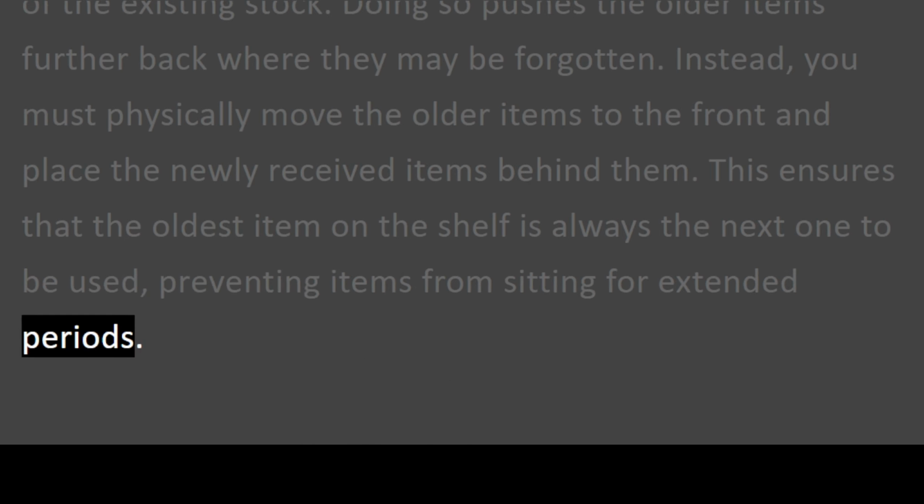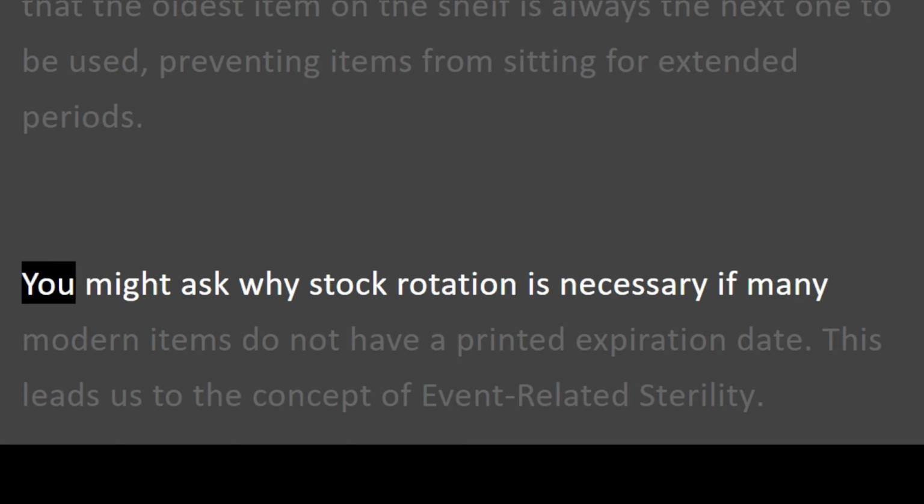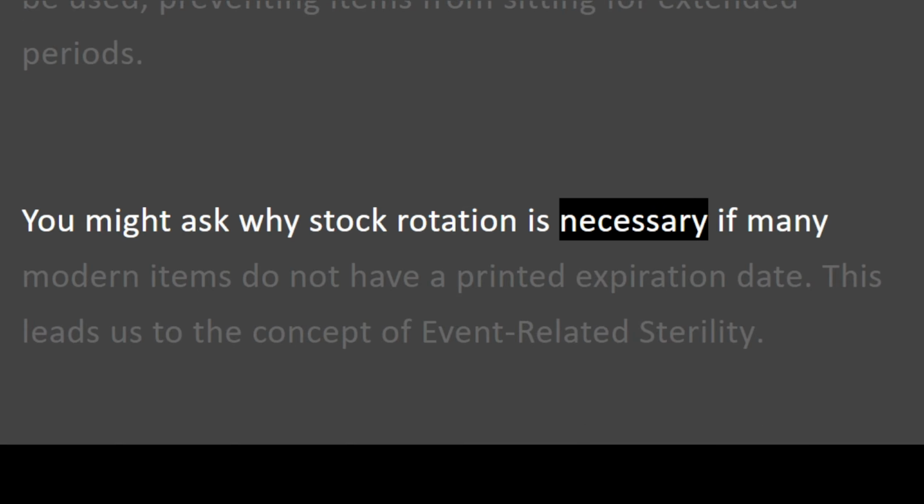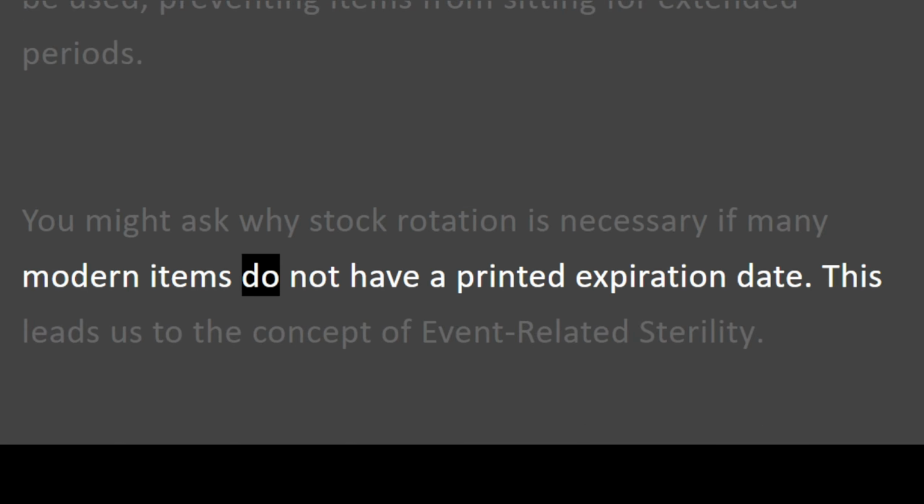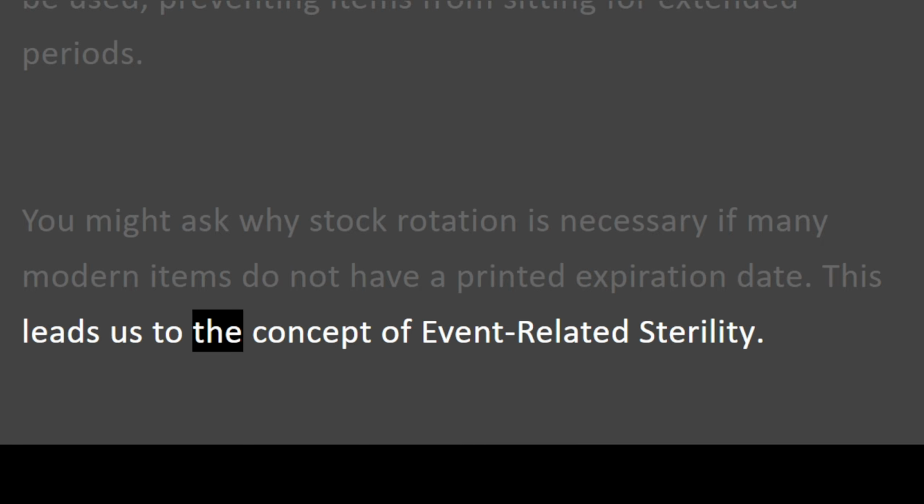sitting for extended periods. You might ask why stock rotation is necessary if many modern items do not have a printed expiration date. This leads us to the concept of event-related sterility.